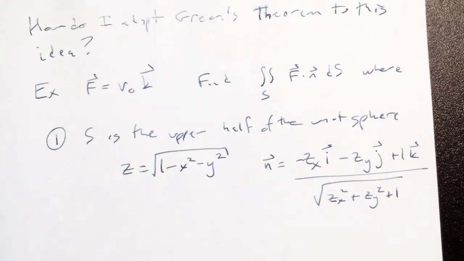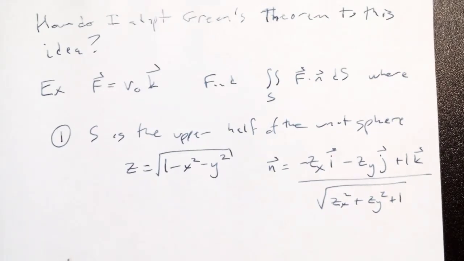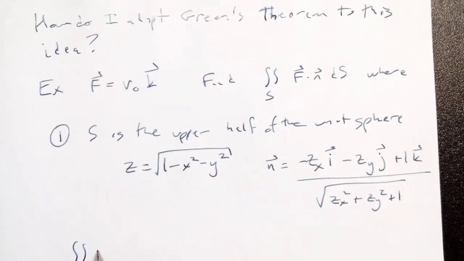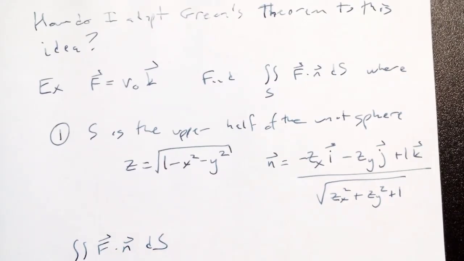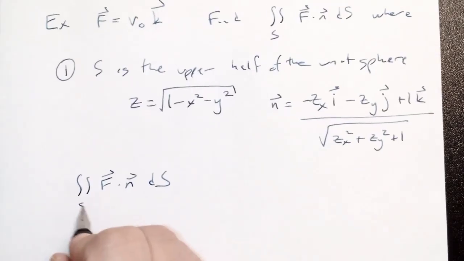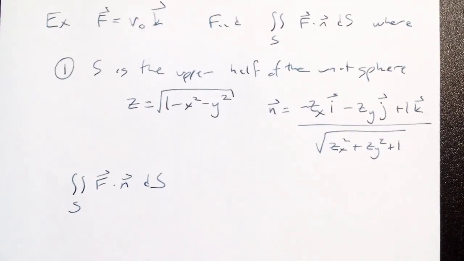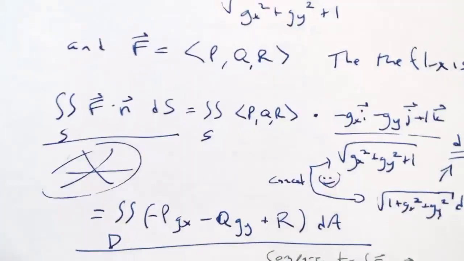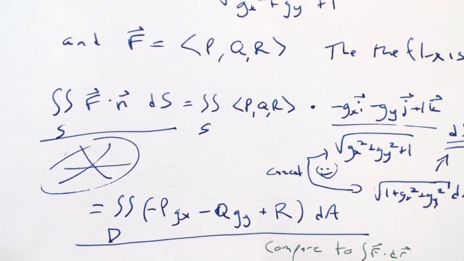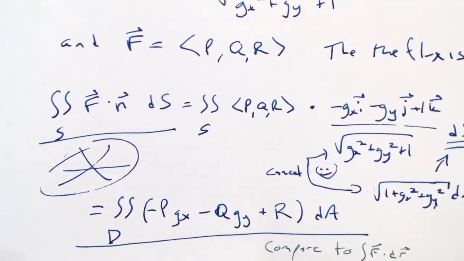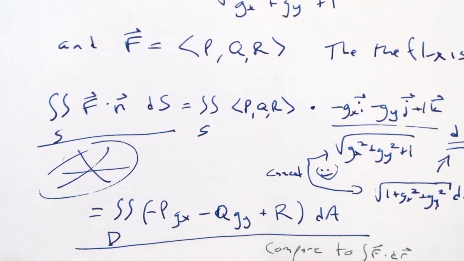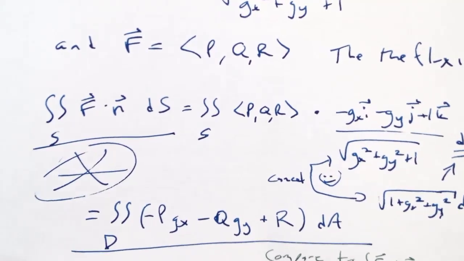But wait a second. I'm doing the double integral of f dot n dS, right? Over this surface. According to the equation we just wrote down with a giant big star next to it. That's that underlined piece, the double integral over D of minus p z_x minus q z_y plus r.